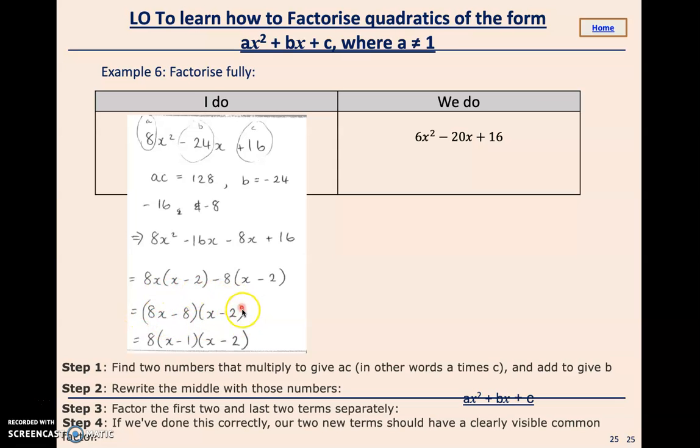So again, this can be simplified further because we know we can take 8 out of this bracket here. So if we take out a factor of 8, we're left with x and minus 1. You can copy that down.